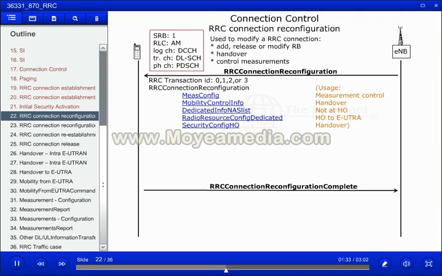If a NAS message is included, it will be carried in the information element dedicated info NAS list. Note, it is never included in case of handover.